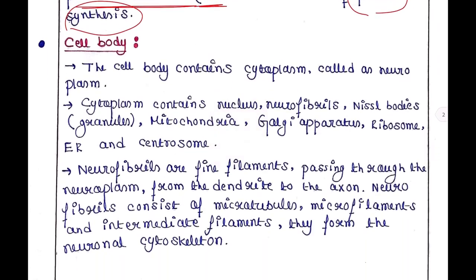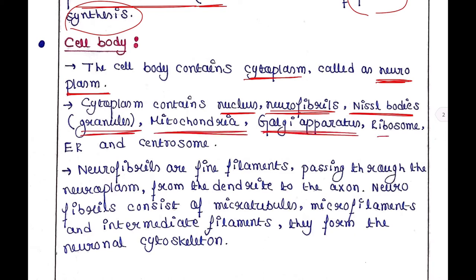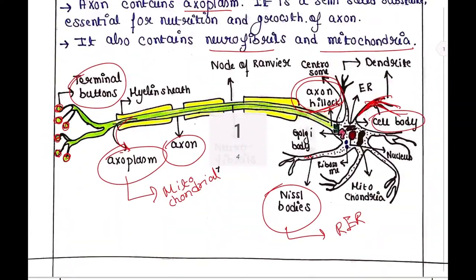Next is cell body. So the cell body contains cytoplasm called neuroplasm. So the cytoplasm of cell body is called neuroplasm. Cytoplasm contains nucleus, neurofibrils, Nissl bodies. Nissl bodies are also called Nissl granules, mitochondria, Golgi apparatus, ribosome, ER or endoplasmic reticulum, and centrosome.